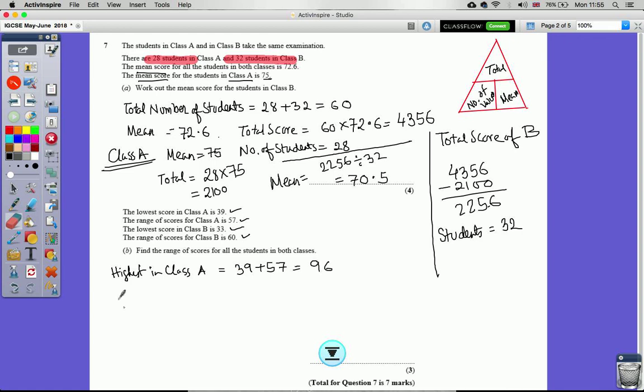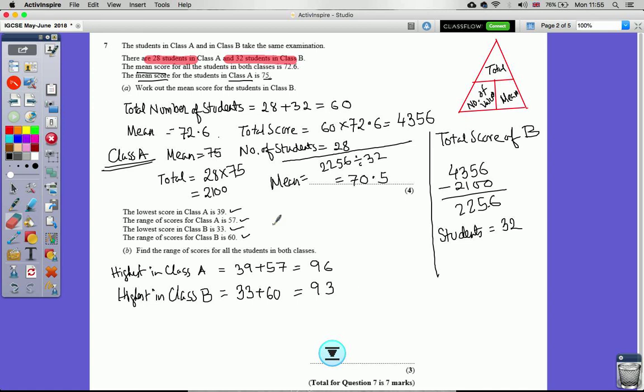It's 96, and highest in class B is equal to, which is 93.